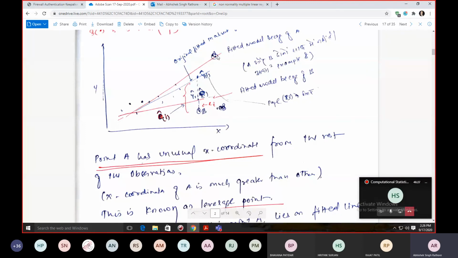Now we have this A point. So we have much farther values available here. So we can suppose that these are the outliers. We have two different types of outliers available. First is the leverage point, and second one is the influential point.